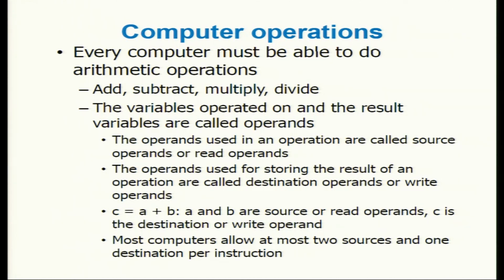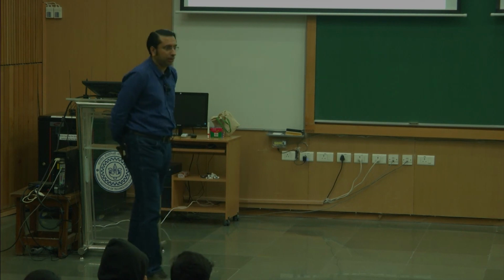For example, in C, it could be A = B + C. B and C are source or read operands. A is the destination or write operand. And most computers allow at most two sources and one destination per instruction. That's extremely important to keep the design simple.